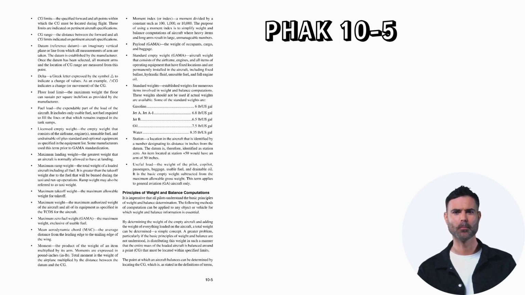Fuel load, the expendable part of the load of the aircraft. It includes only usable fuel, not fuel required to fill the lines or that which remains trapped in the tank sumps. Licensed empty weight, the empty weight that consists of the airframe, engines, unusable fuel, and undrainable oil plus standard and optional equipment as specified in the equipment list.